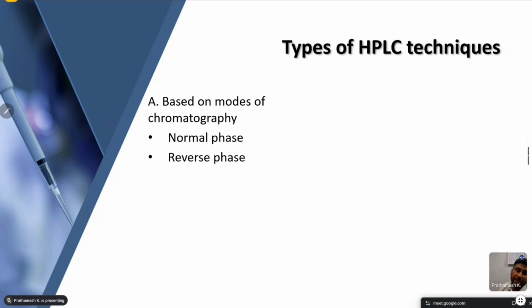Now, what are the types of HPLC techniques? First of all, you can have different types of HPLC techniques based on the modes of chromatography. These are the words which you might have come across: normal phase and reverse phase. Are you all there with me?